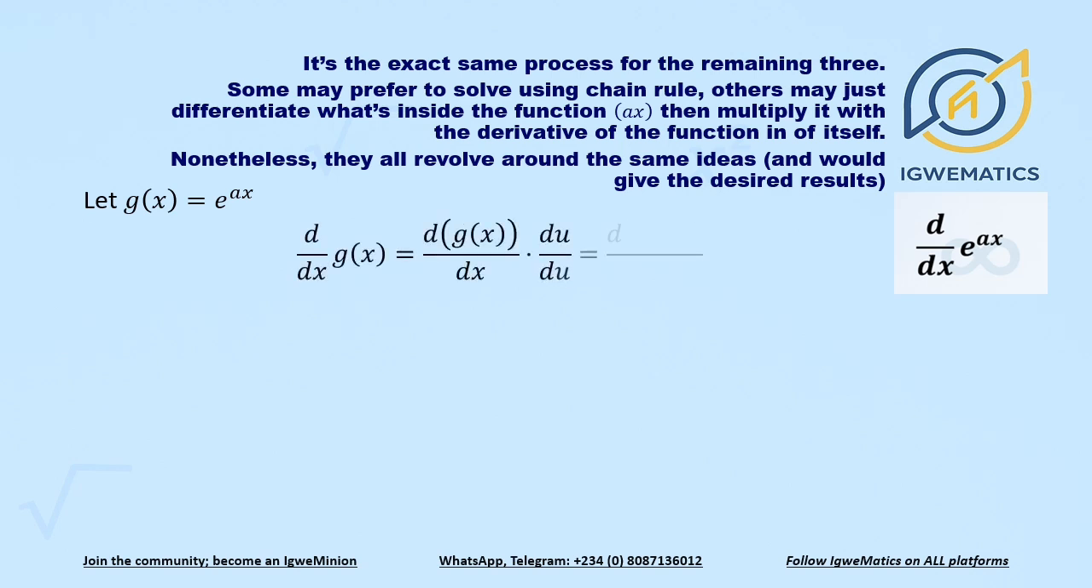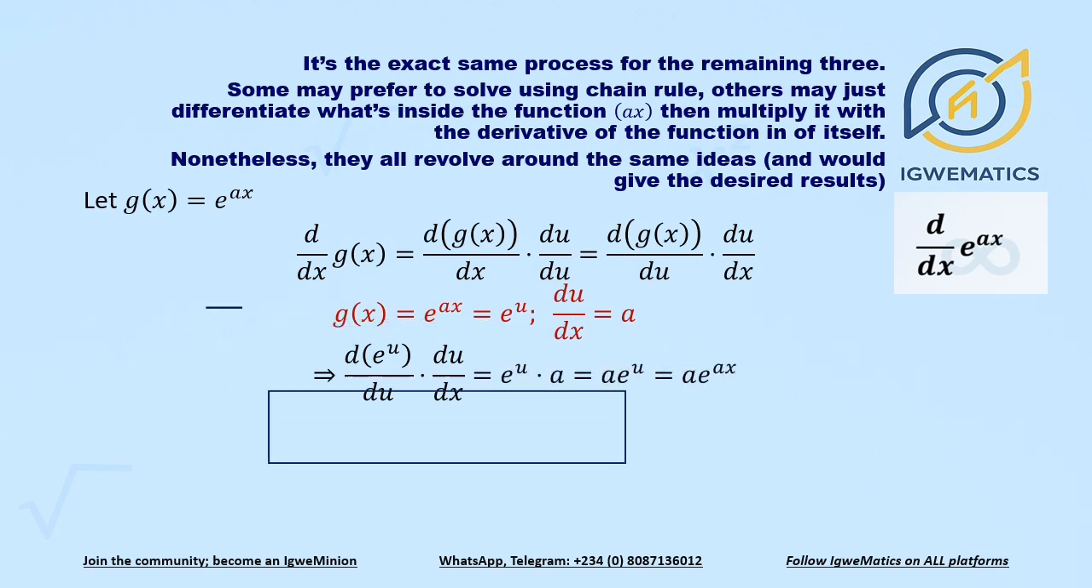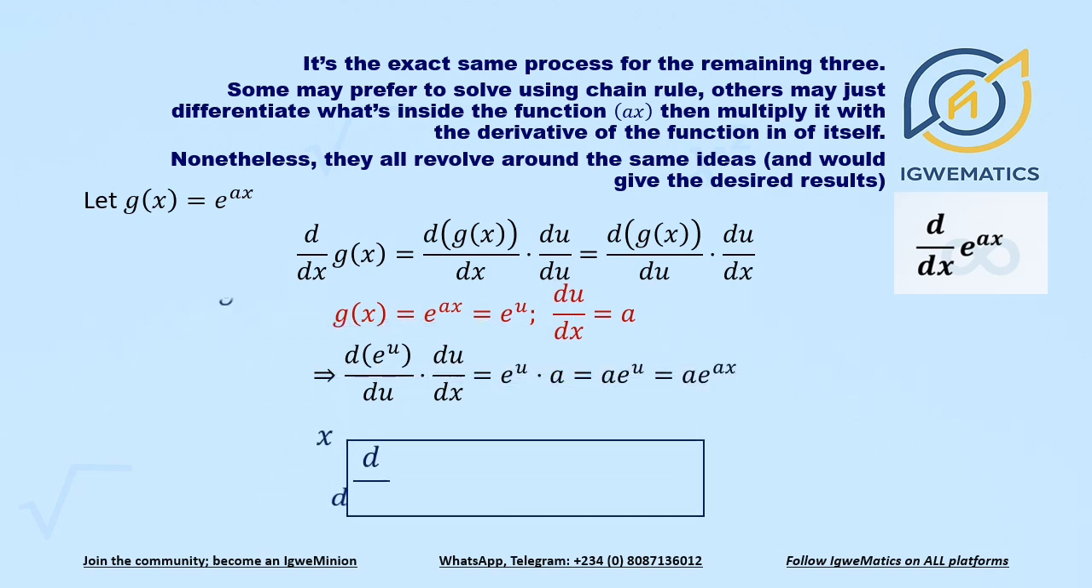So you do the same thing for this one. We have the derivative of e to the power of ax. If we derive ax, we get a, and if we derive e to the power of u, we get e to the power of u. So the derivative of e to the power of ax is the same as a times e to the power of u, and e to the power of u is the same as e to the power of ax. So the derivative of e to the power of ax is equal to a times e to the power of ax.